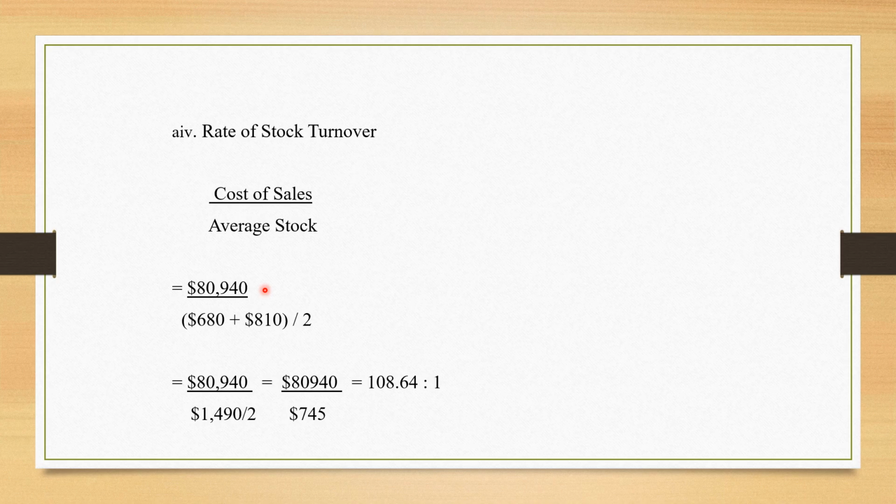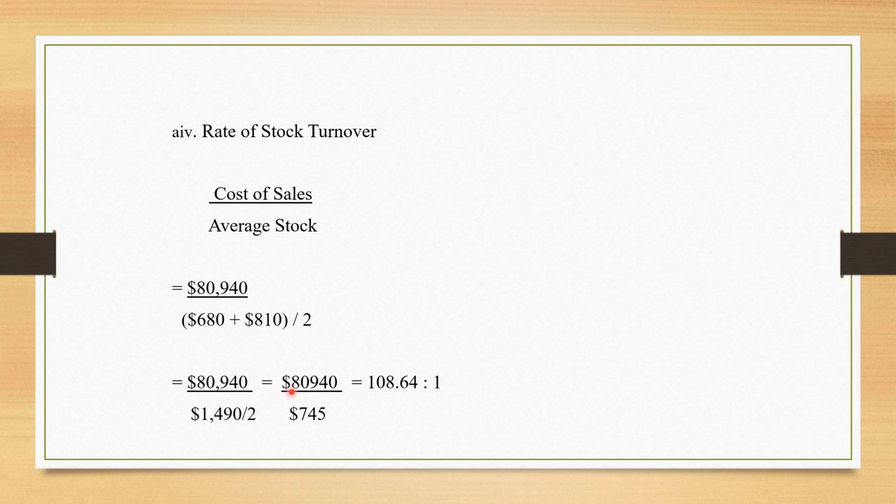So we pull from the income statement cost of sales of $80,940. We pull the opening stock of 680 and the closing stock of 810. Note the closing stock is listed in the trading and profit and loss, and it is also listed in the balance sheet. So we get a total here of $1,490. We divide it by 2 because we need the average stock.